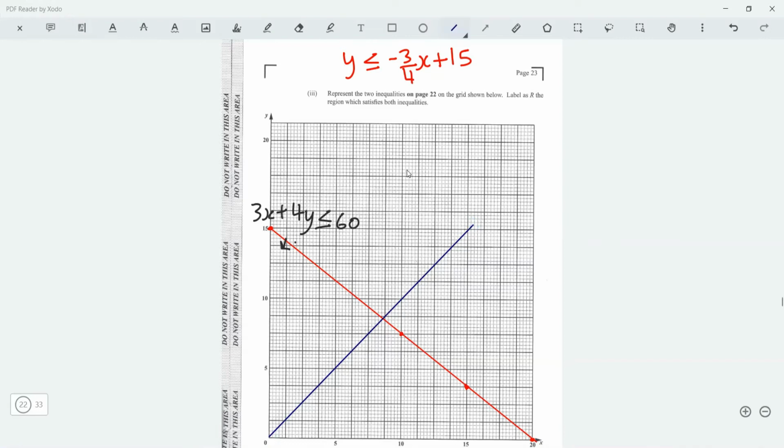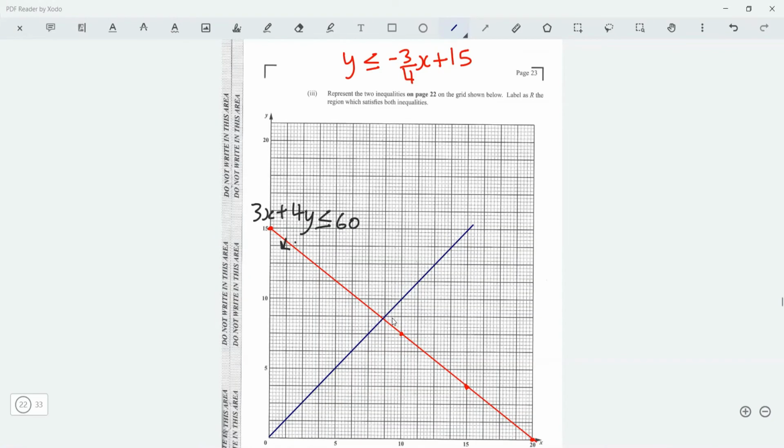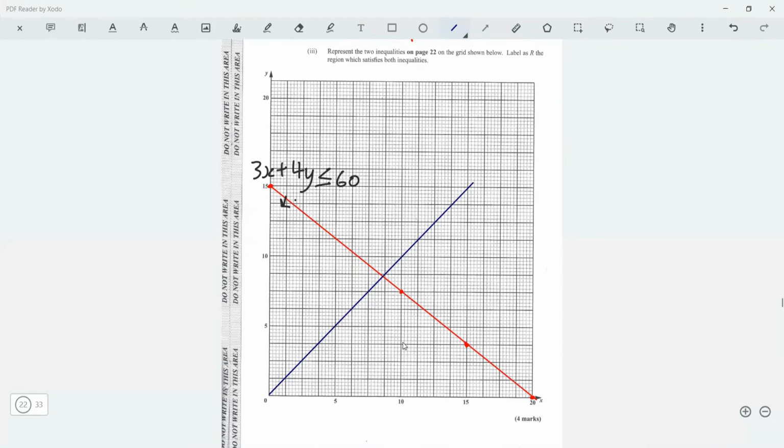And remember, this inequality is x is bigger than y. X is greater than or equal to y. If x is greater than or equal to y, where do we lie? The x has to be bigger than the y. So we're below the line again because x is bigger than the y. So we're below this line. So we're below these two lines. So we're below this line and we're below this line.